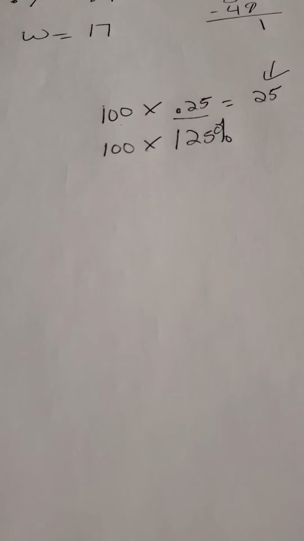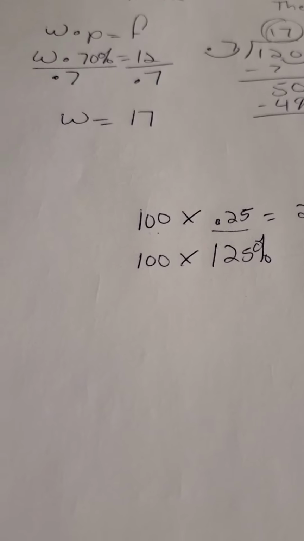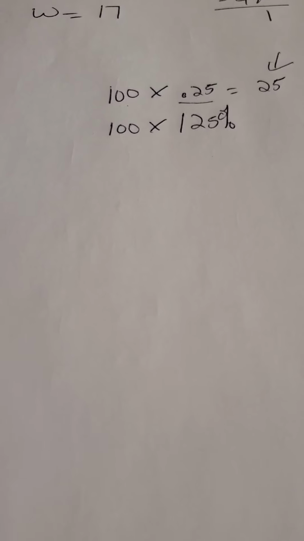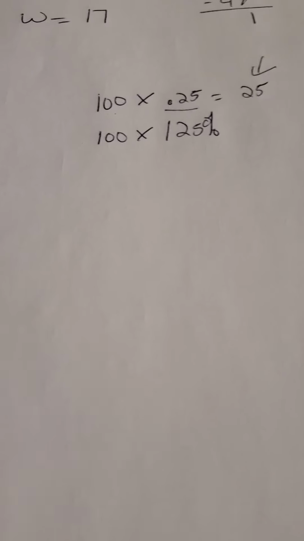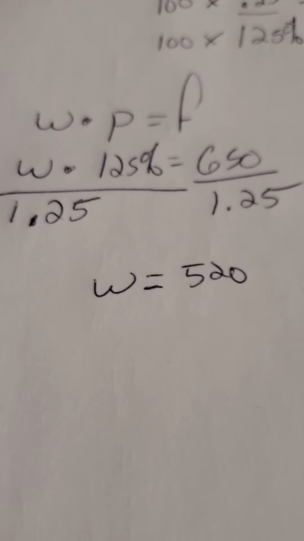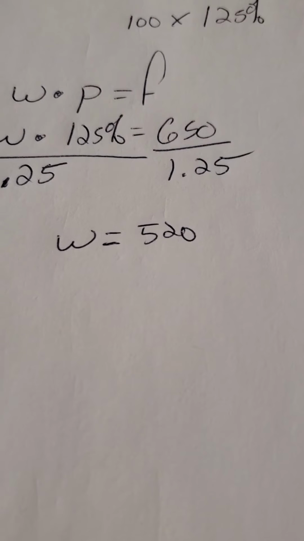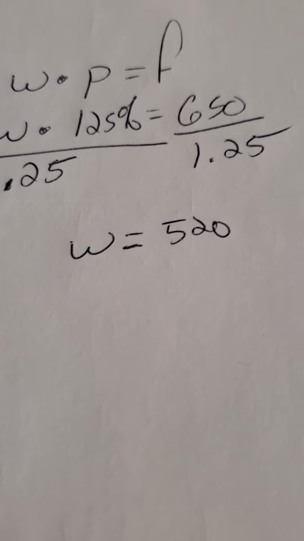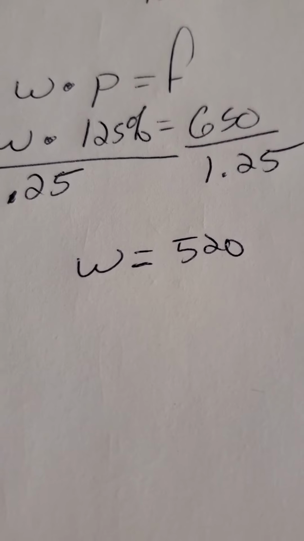Okay, so now that you have the right percentage, we're working back for the whole, the W. So go ahead and set up the problem and then go ahead and work it out. Okay, so this is what your problem should look like. W times P equals F. The whole is what we're looking for, times 125% equals 650, which was the score.